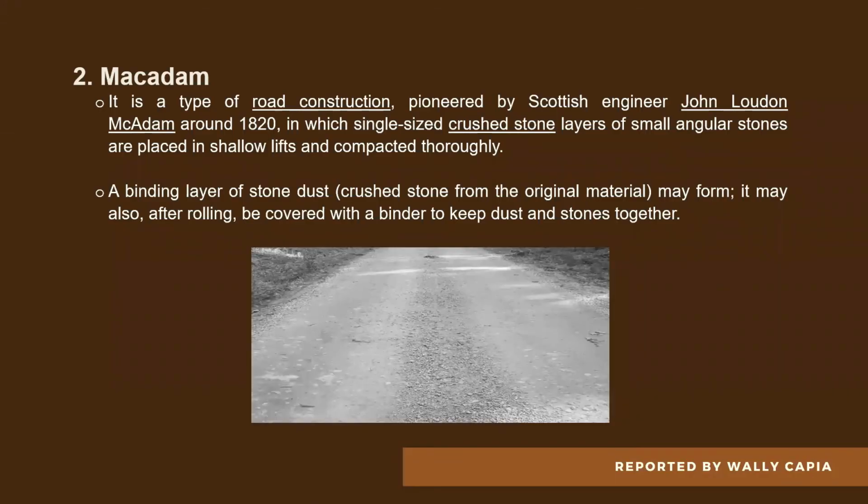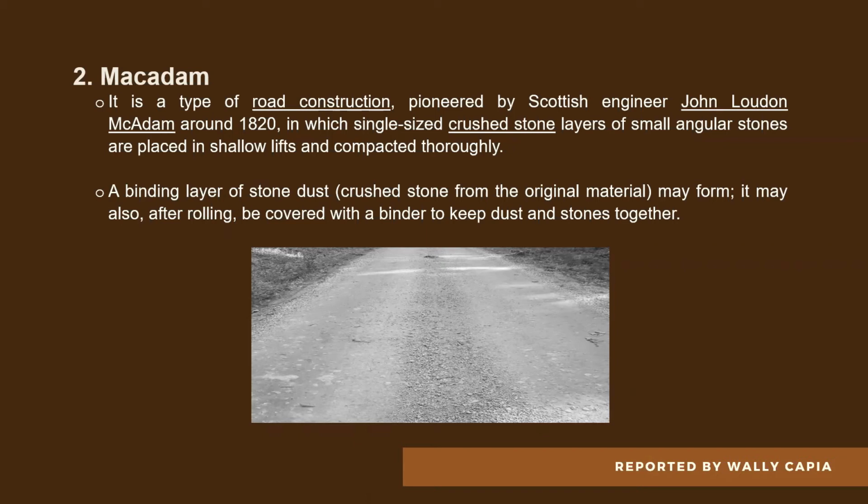The second one is the macadam. Okay, so the macadam is a type of road construction wherein it was pioneered by Scottish engineer John Loudon Macadam, wherein yung name na macadam is nanggaling sa apelido ni John Loudon Macadam around 1820, in which single-sized crushed stone layers of small angular stones are placed in shallow lifts and compacted thoroughly.